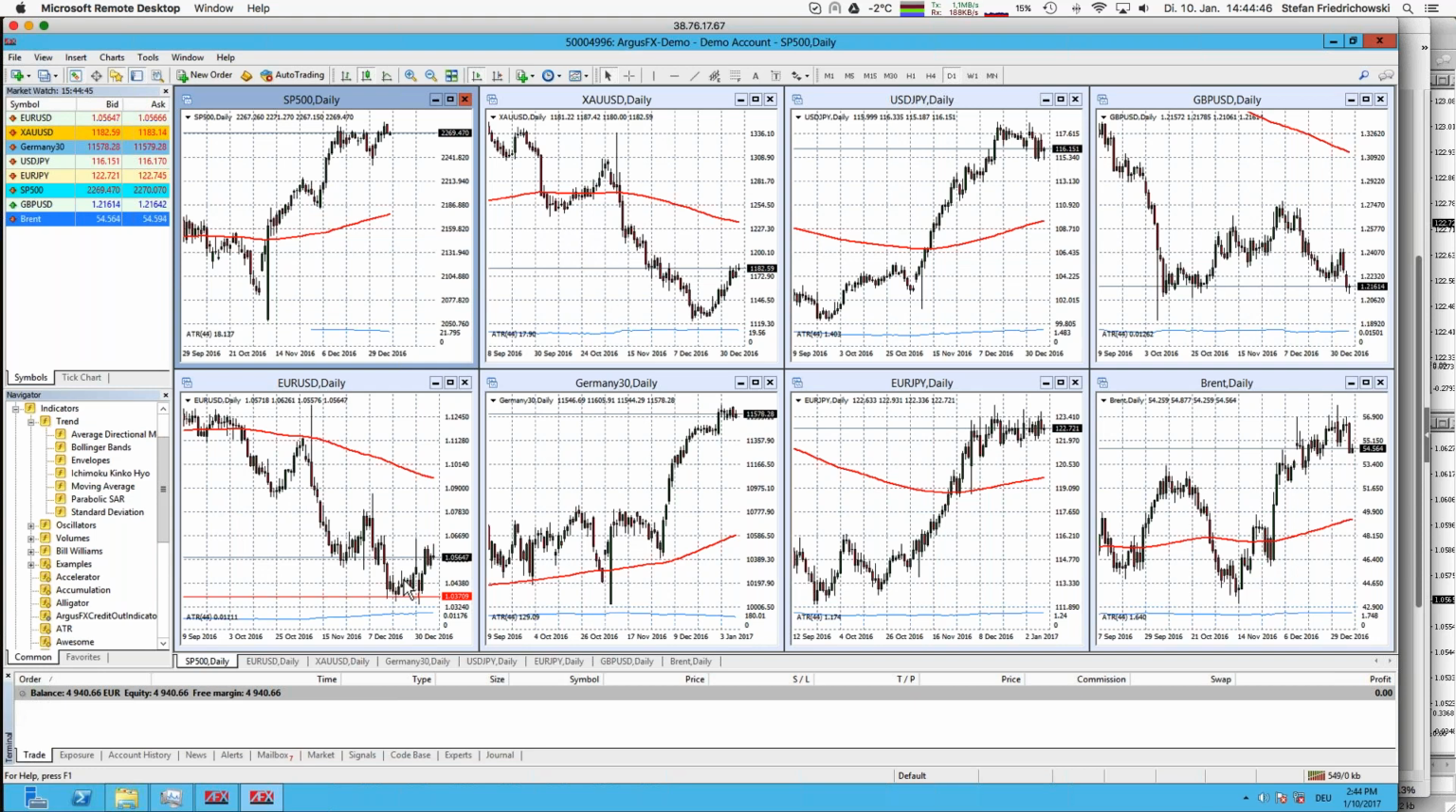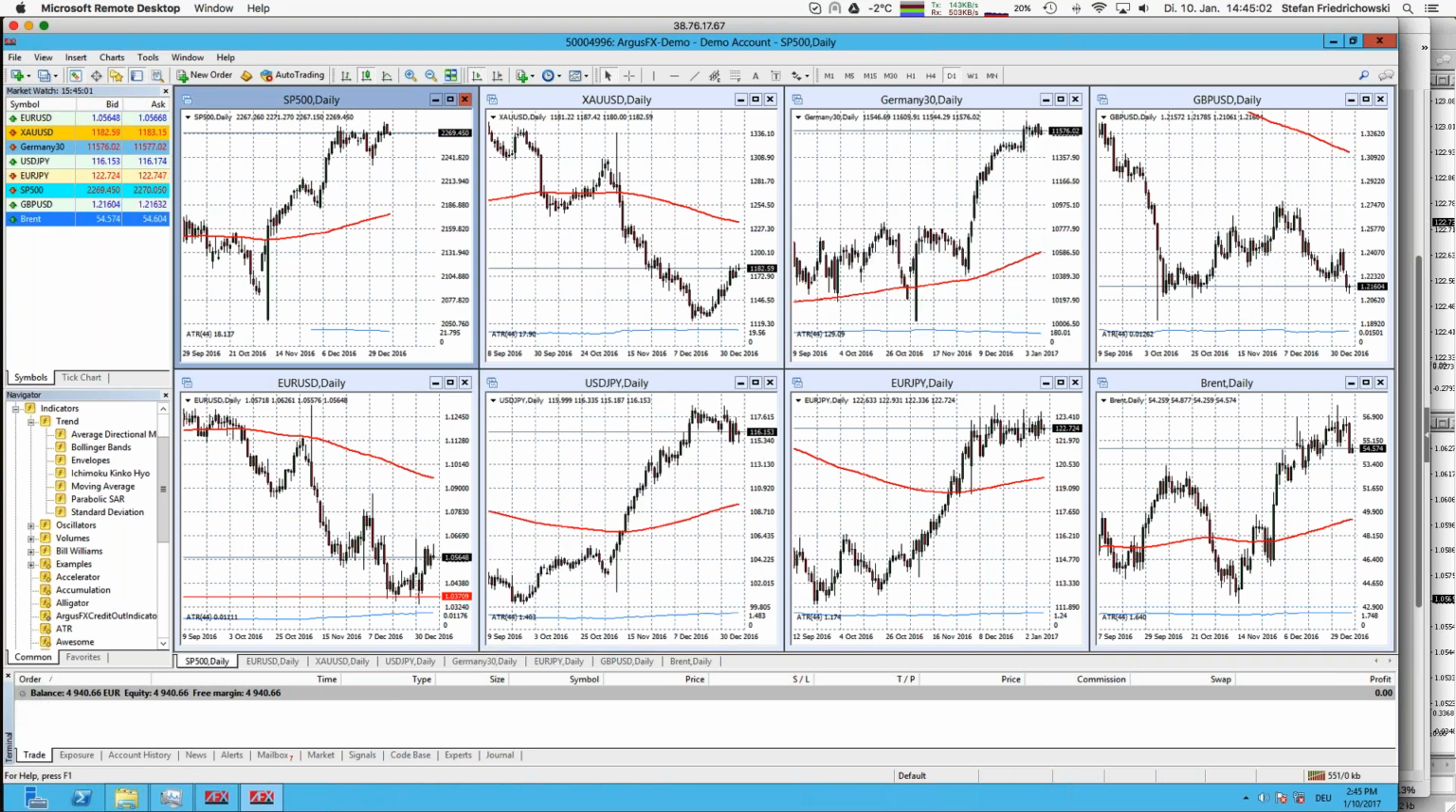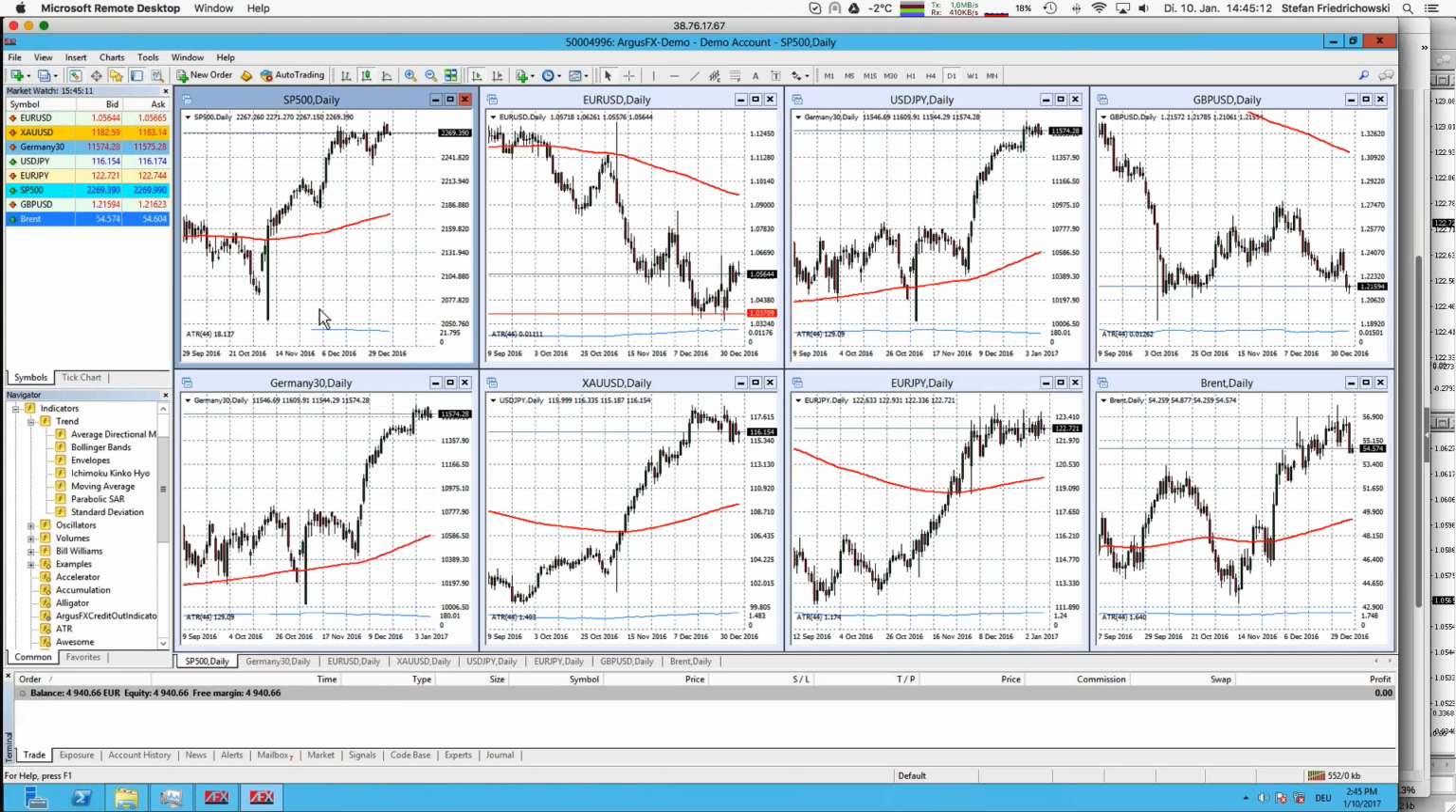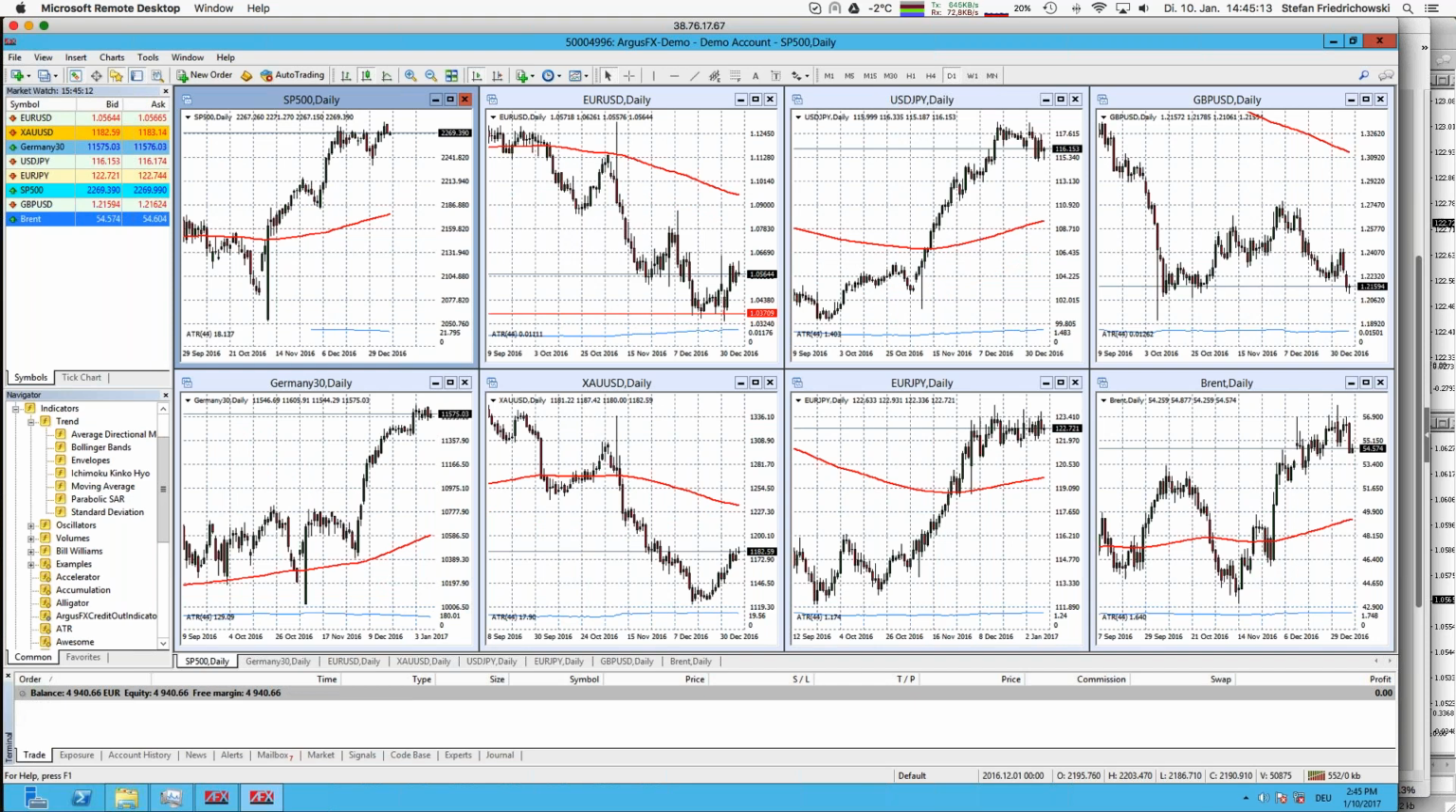And now I want to have the Germany 30 below the S&P 500, and that means it has to be the fifth in a row here. Let me recheck. Now we have it. Okay. Oh no, sorry. It should just be the second. So now we have it. Sorry for my mistake. Now we have those two above each other.